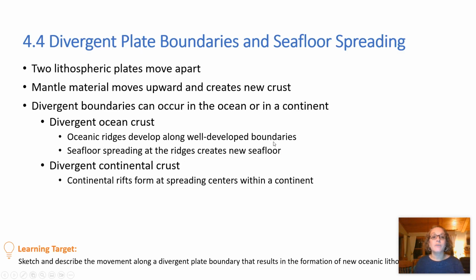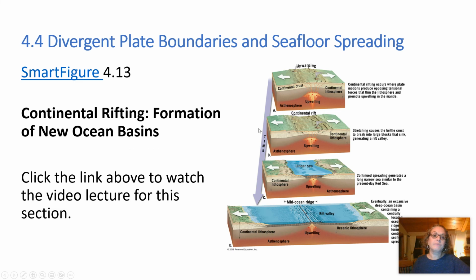Section 4.4 deals with divergent plate boundaries. Divergent meaning moving apart, and the concept of seafloor spreading. Divergent plate boundary means those two lithospheric plates are moving apart from each other, but this can occur in the ocean, in which case mantle material rises up in place of the spreading seafloor and creates new ocean crust. Or this can happen on a continental land mass where we actually have what's called continental rifting, or ripping apart the continent at a spreading center.